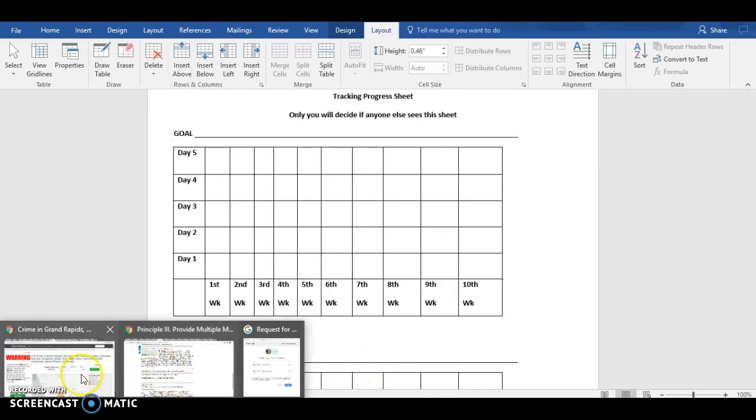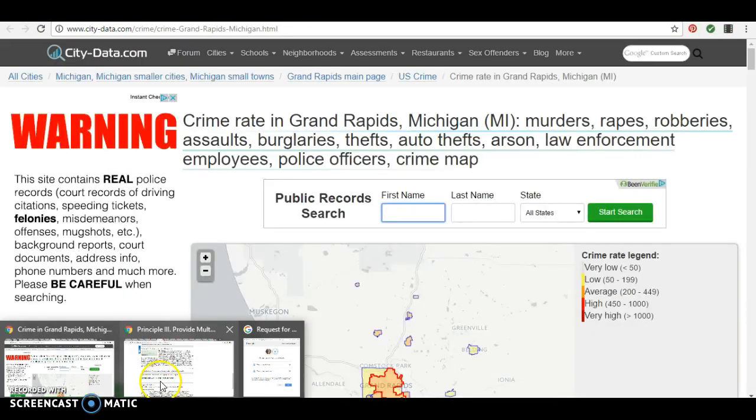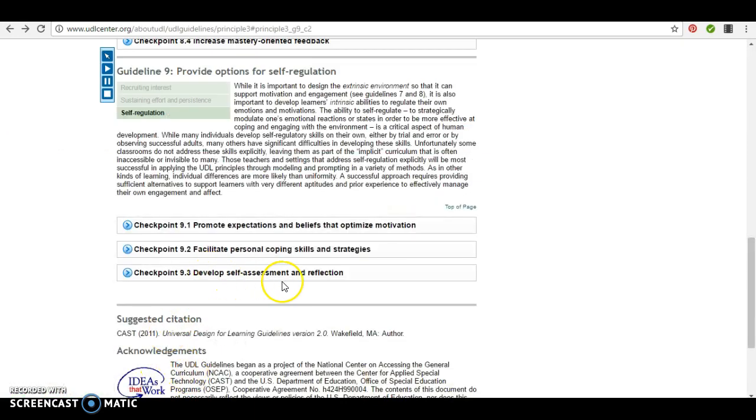And that goes with develop self-assessment and reflection, because the students are able to look at their goals and see when they're doing them, how they're accomplishing them, and how their goals are helping them. That is my UDL resources for Guideline number 9, provide options for self-regulation.